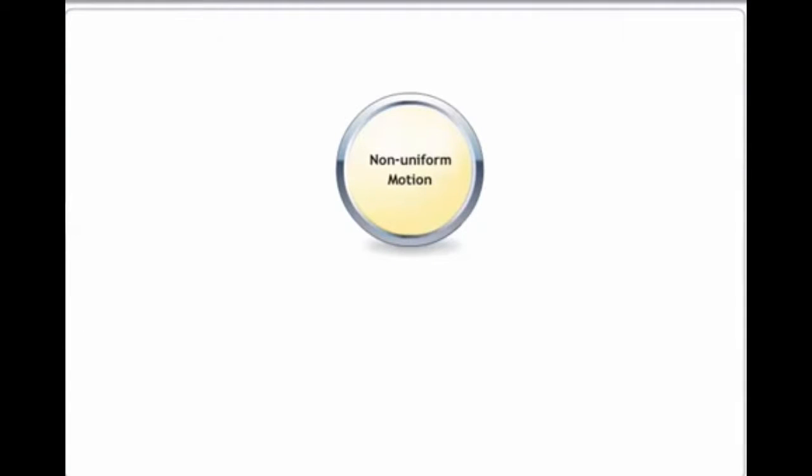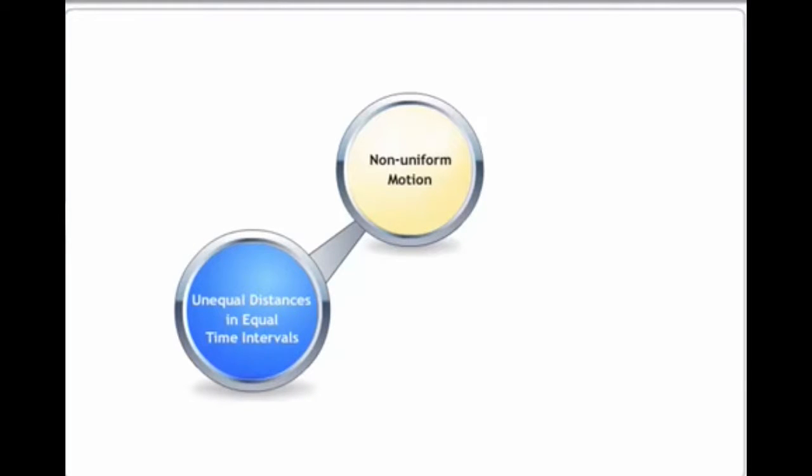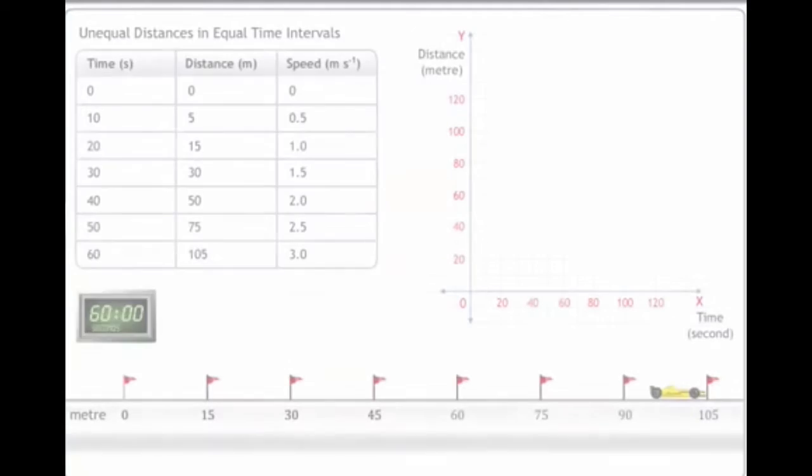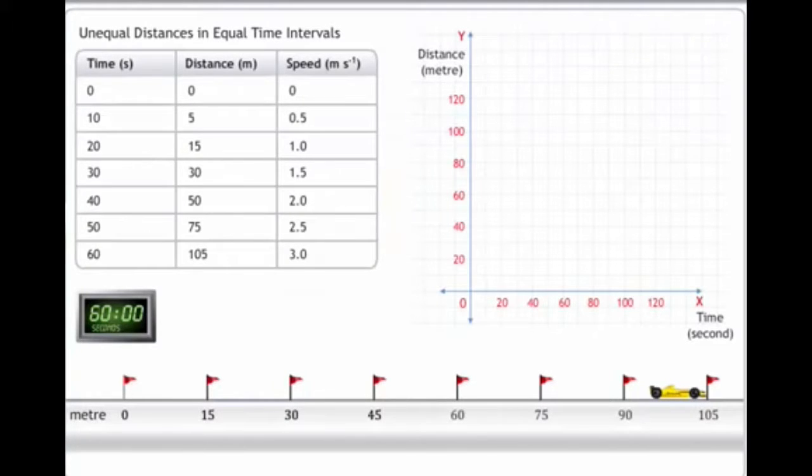When a body exhibits non-uniform motion, it travels either unequal distances in equal intervals of time or equal distances in unequal intervals of time. For example, the table gives the position of a body at different instances of time. When we plot the distance time graph for the data given, we observe that the distance time graph for a body having non-uniform motion is a curve.